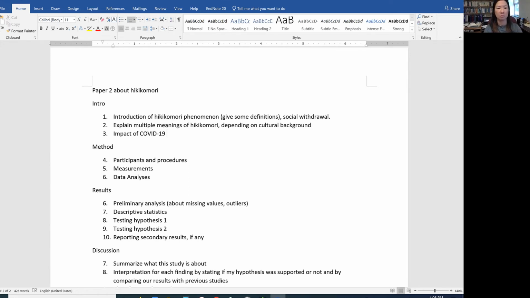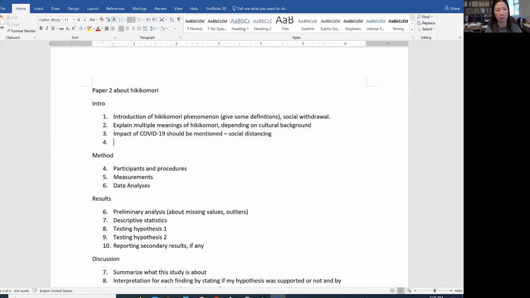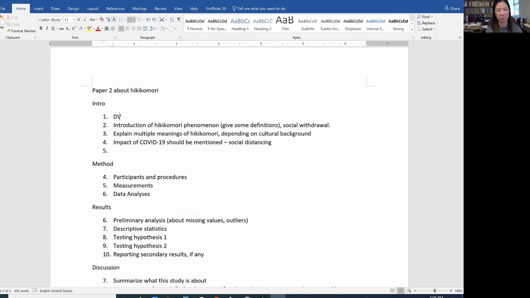And then the impact of COVID-19 should be mentioned. Maybe I can mention it at the beginning, because it is about social distancing. So I'll talk about that. I want to start with the dependent variable, because that relatively makes the paper crisp.